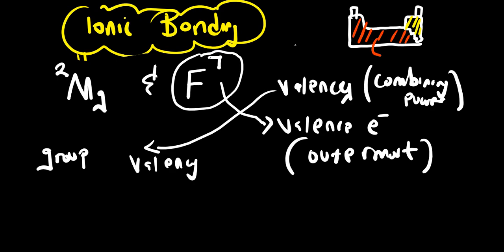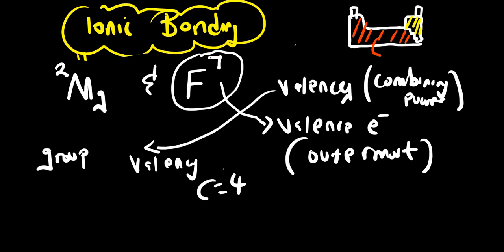elements that are below group number 5, you just get the same number. Let's say carbon is in group 4. Carbon is in group 4. So the combining power of carbon will be 4. Okay, then the valency will be 4. But in terms of the valence electrons, yes, the valence electrons are 4, but to find the combining power, you are just going to get that.